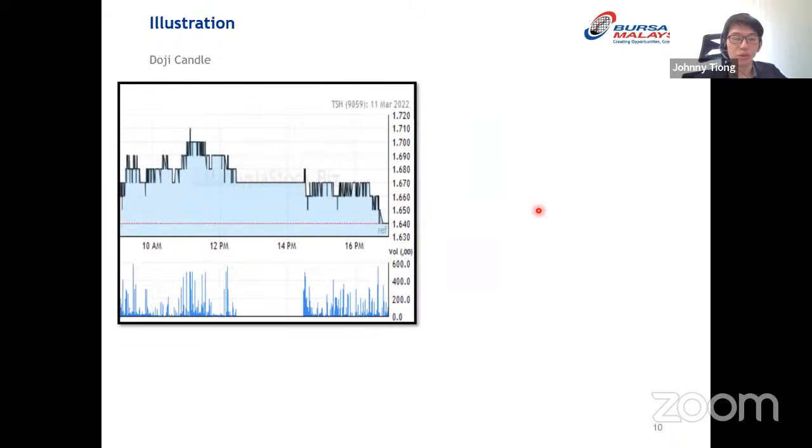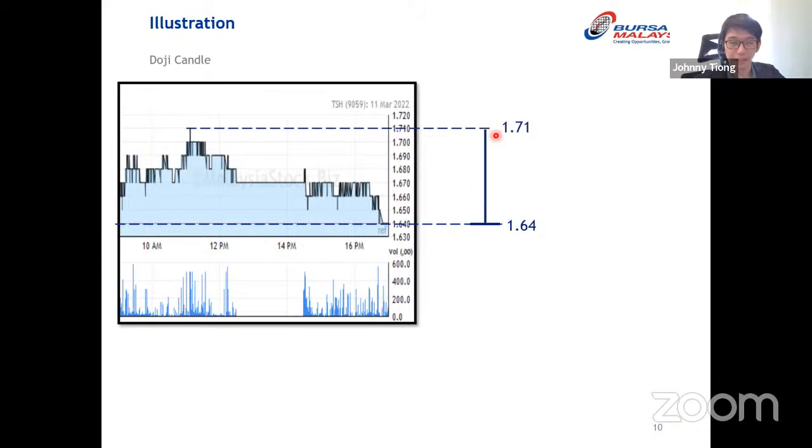Next I'm going to give one example of the doji candle. This is a plantation stock, TSH. Again we follow the sequence. What is the opening and the closing? In this case the opening is 1.64, and the closing is also 1.64. So for this candle there won't be any body, because opening and closing are the same price. I just draw one line. Then I come to the highest point and the lowest point. In this context, the highest point is 1.71, whereby there is no lowest point. So I just draw the upper wick, upper tail.